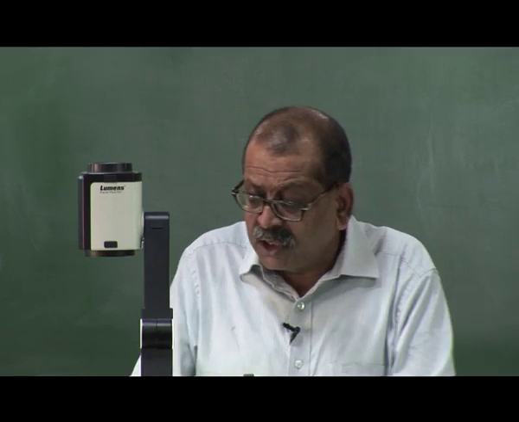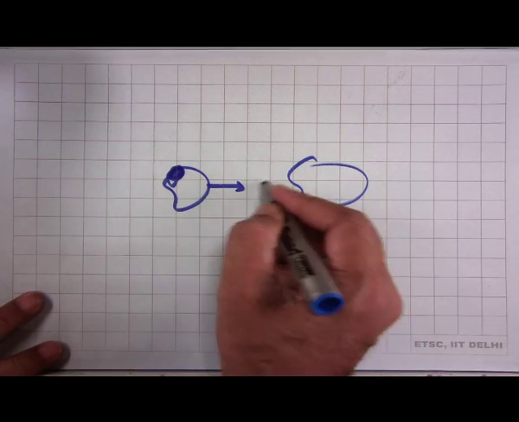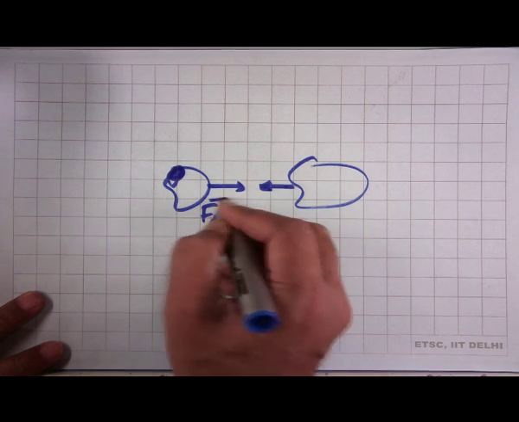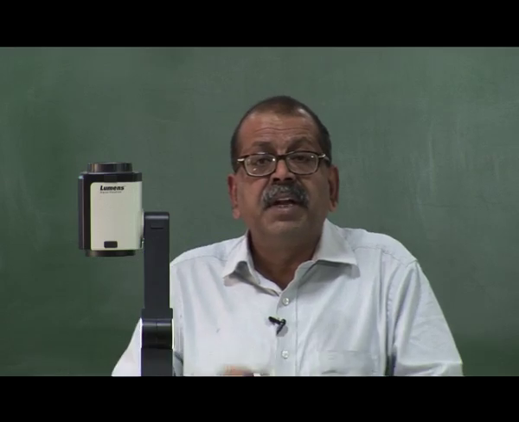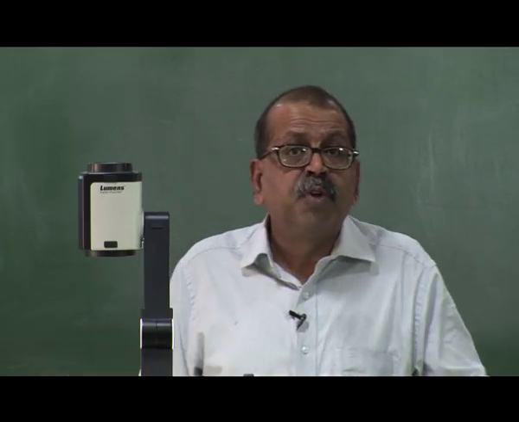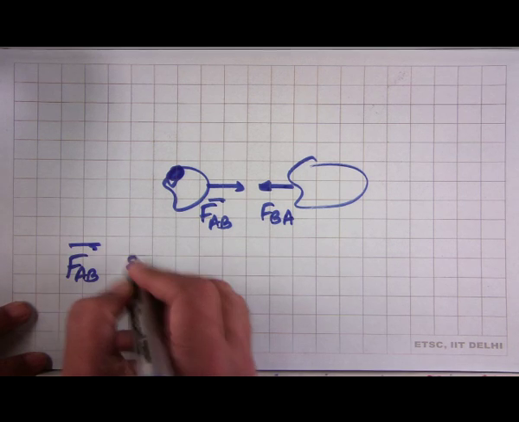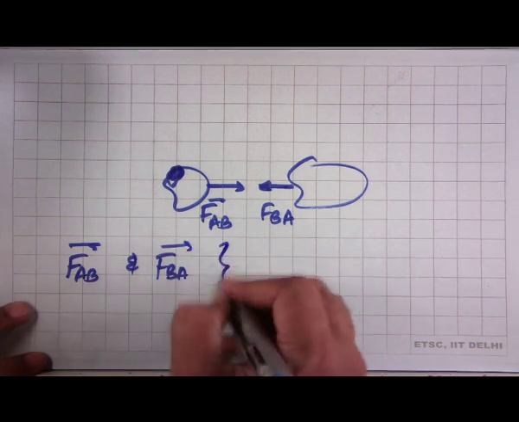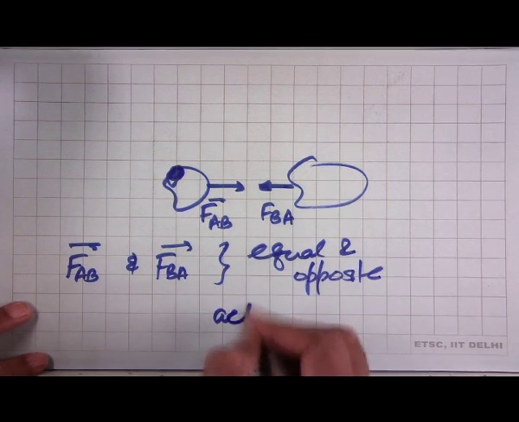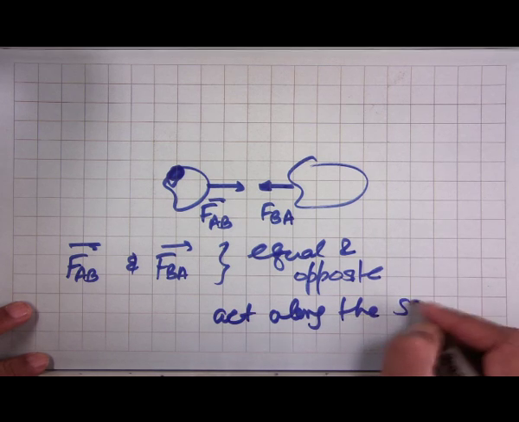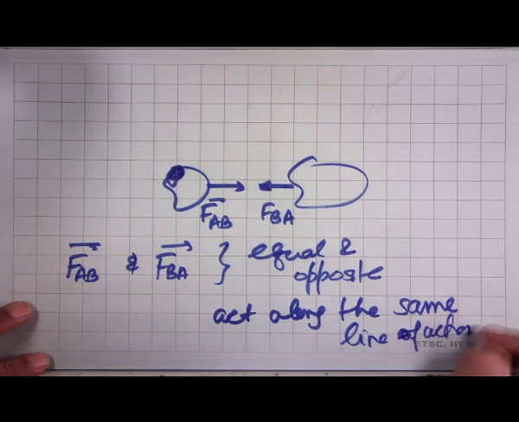Now, another thing which will happen when we talk of rigid bodies, which we have not discussed here, we have said this is FAB, FBA. Newton's third law, when we extend it from particles to rigid bodies, will also tell us that FAB and FBA are equal and opposite, and they act along the same line of action.